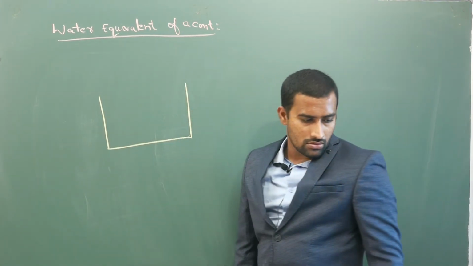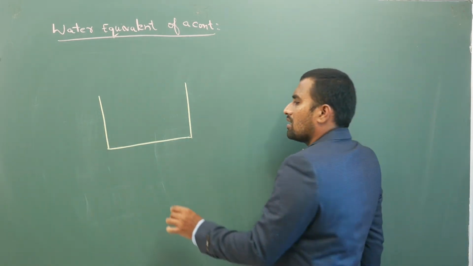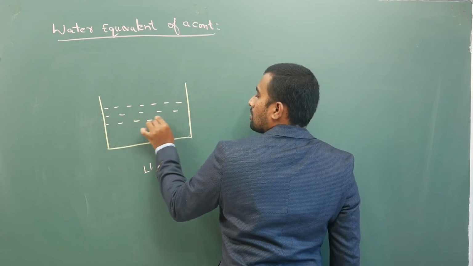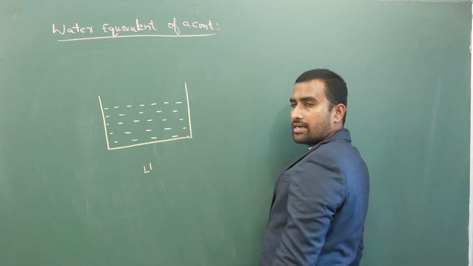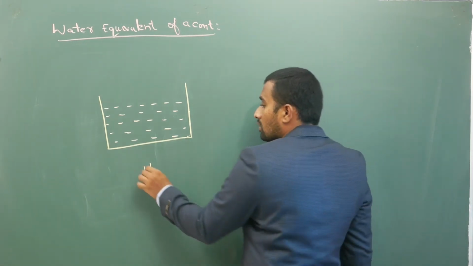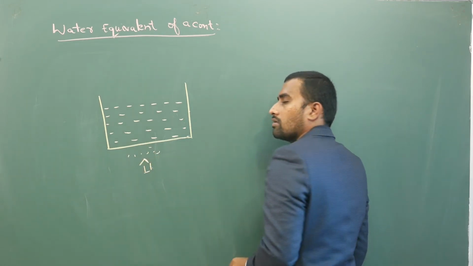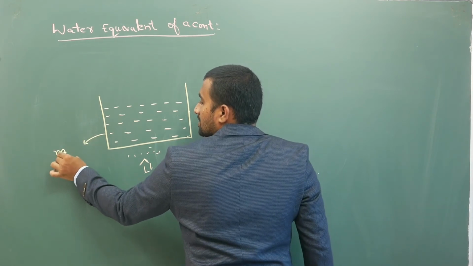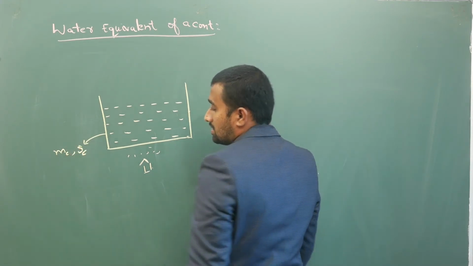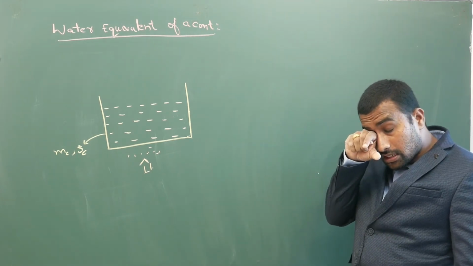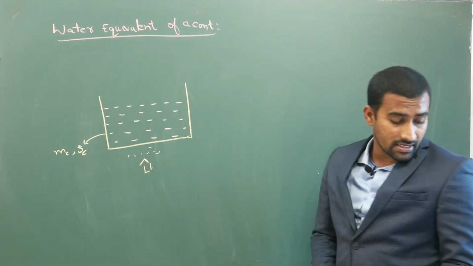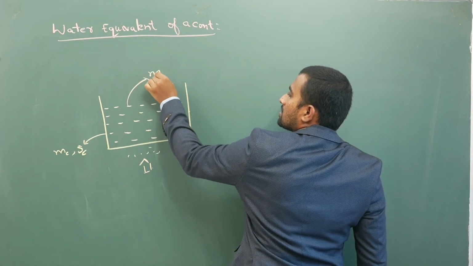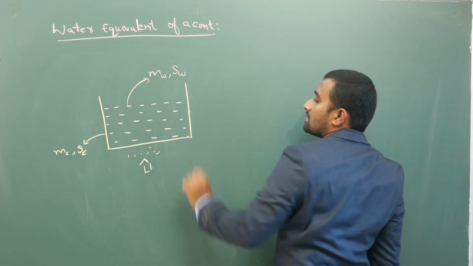Now what you are going to do is pour some water. You have two things here, a container and water. Now let us say you are heating it. Let the mass of the container be mc and the specific heat of the container be sc. Next, the mass of water is m water and the specific heat of water is s water.